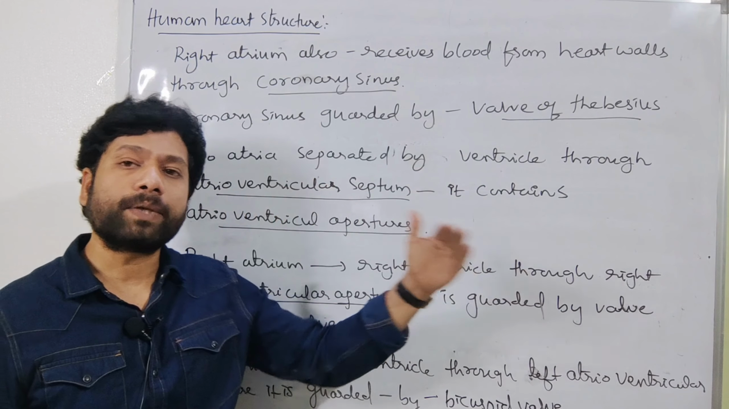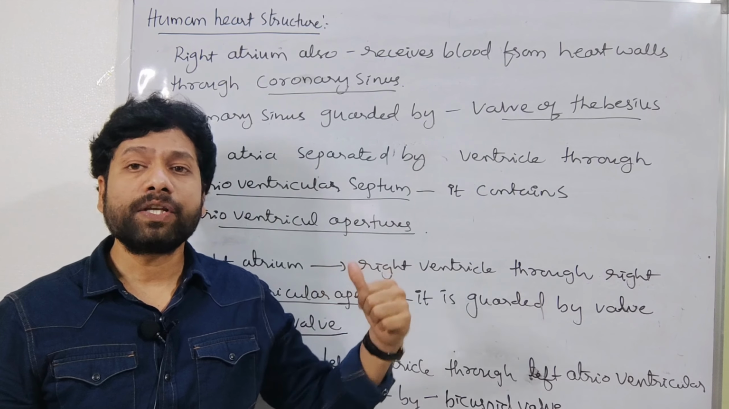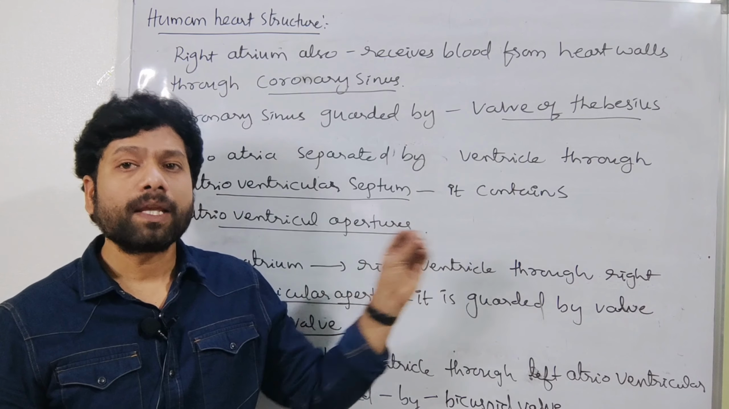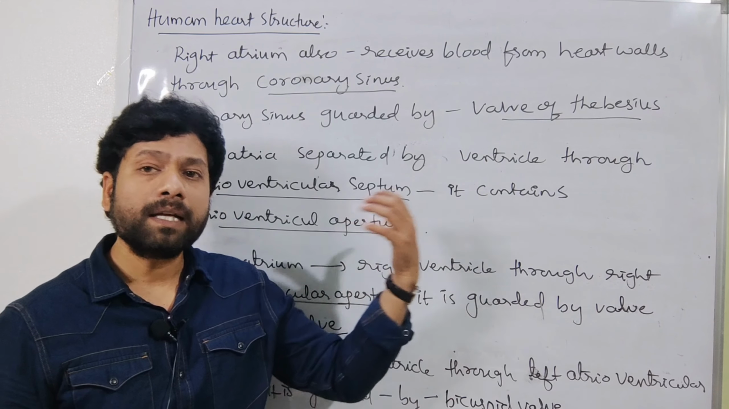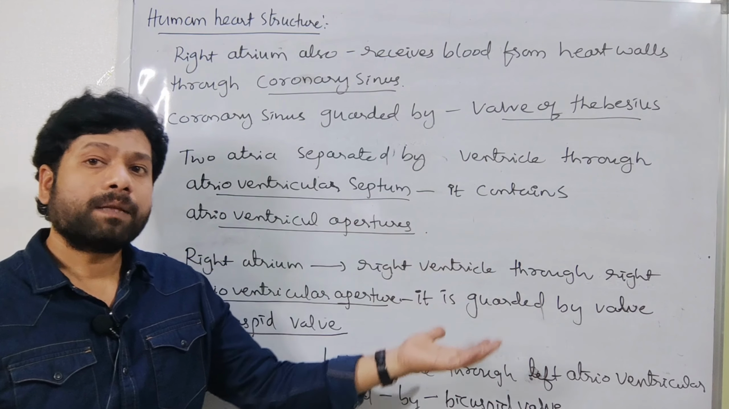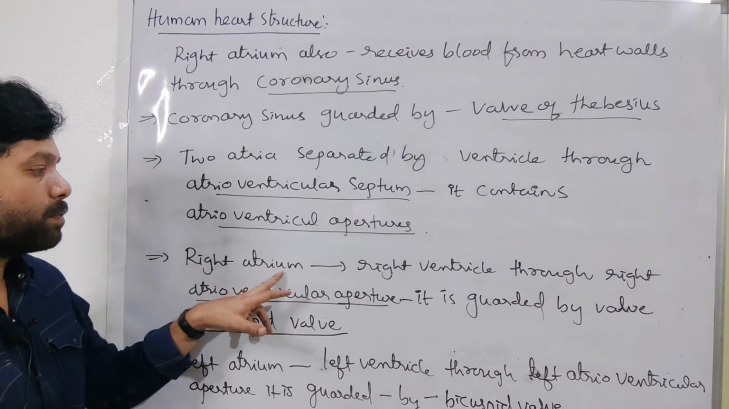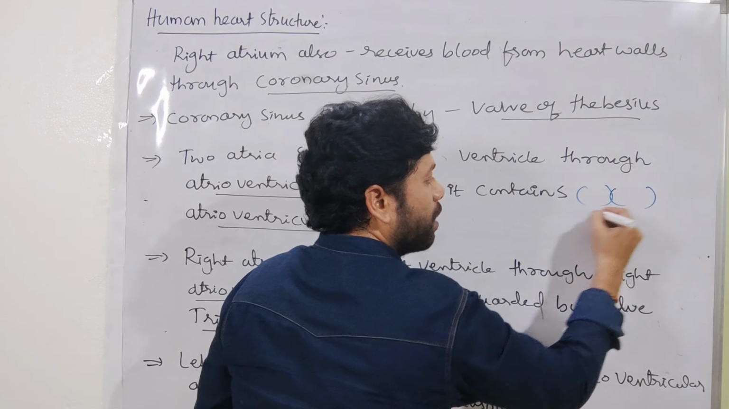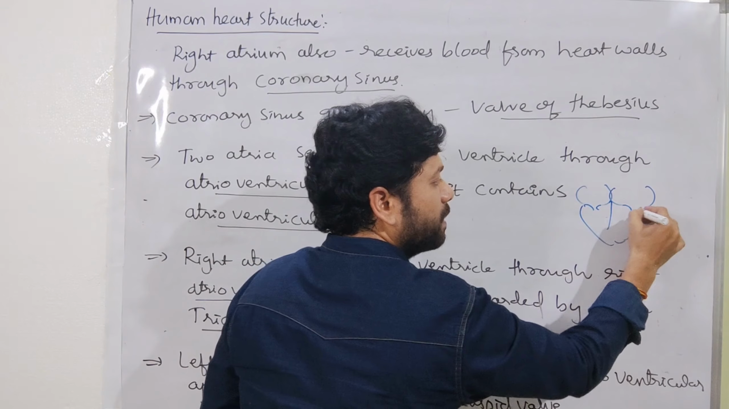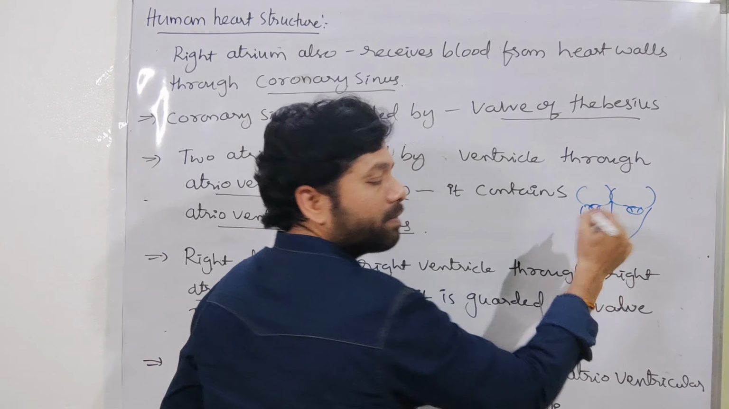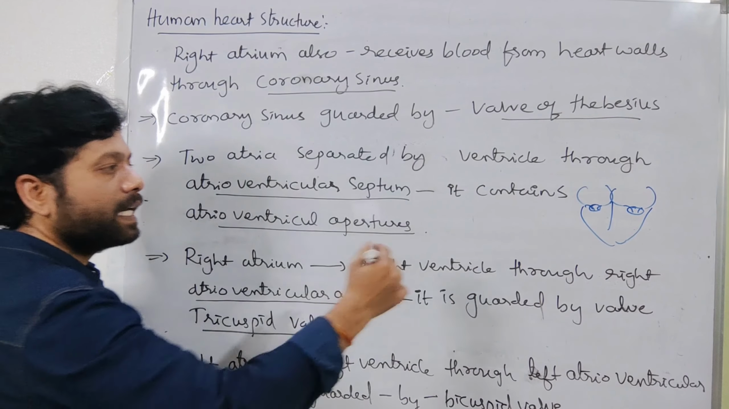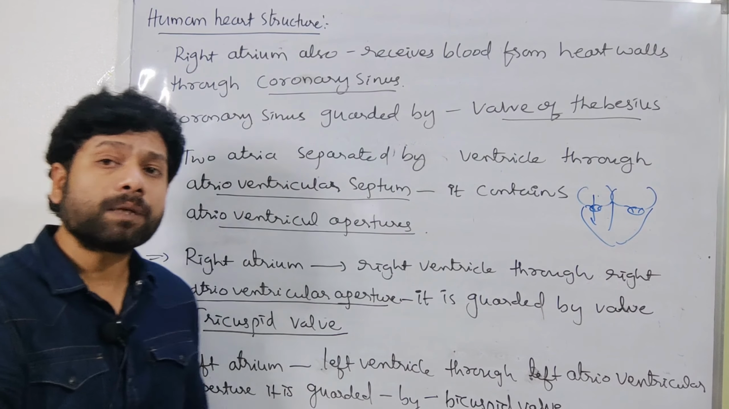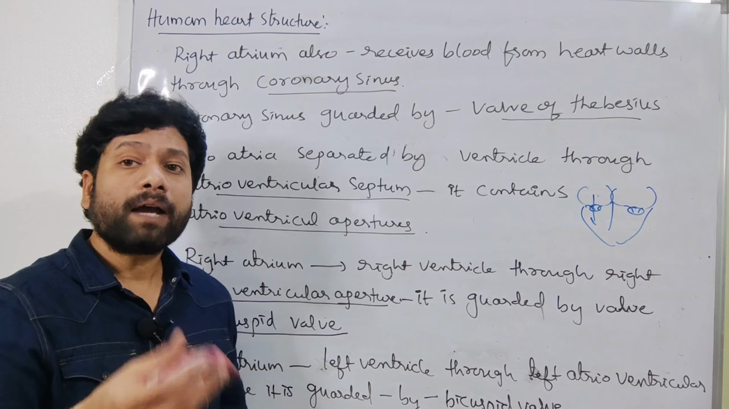The right atrium and ventricle are separated by the atrioventricular septum. Near the septum are the apertures, it means pores, the atrioventricular apertures. They are guarded by the valves, the bicuspid and tricuspid. So the right atrium opens to the right ventricle through the right atrioventricular aperture, guarded by the valves. What is the importance of the valve? It prevents the backflow of blood.